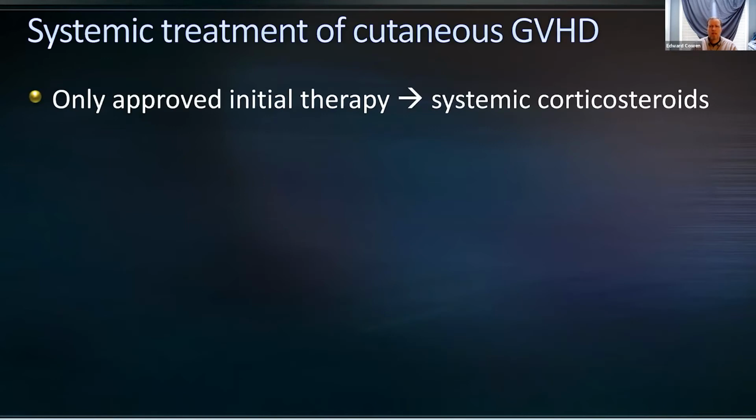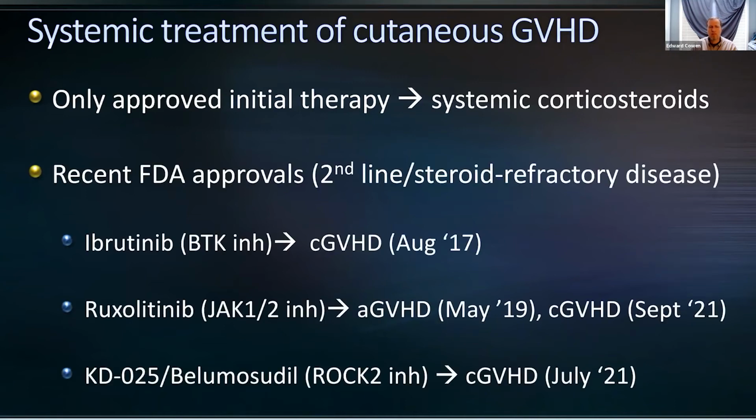All right, I'm not going to spend too much time on systemic treatment since that's a little outside the scope of our talk today. Systemic corticosteroids are really the only initial first-line therapy that's approved. However, a number of agents have come out in the last several years as steroid-refractory or second-line approved agents. And so the good news is there are now more options proven to work for acute and chronic skin GvHD. Those include ibrutinib, ruxolitinib, and belumosudil.